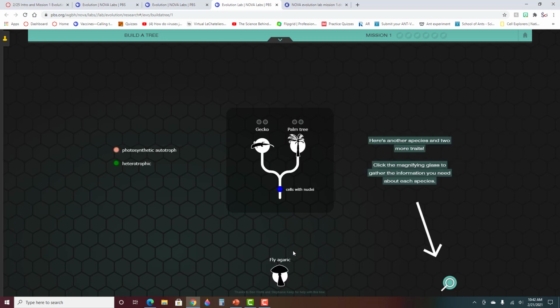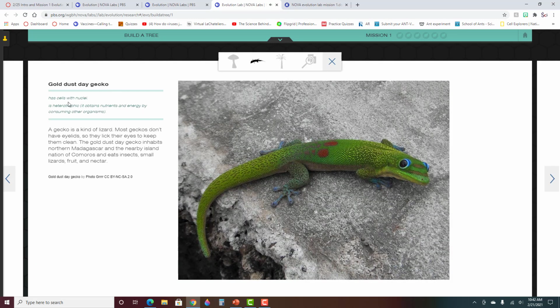Now they're going to add on another organism, and they want you to learn how to use the magnifying tool, like I just showed you. So you're going to click that, click your magnifying tool. The trait that they're giving you is heterotroph or autotroph this time.